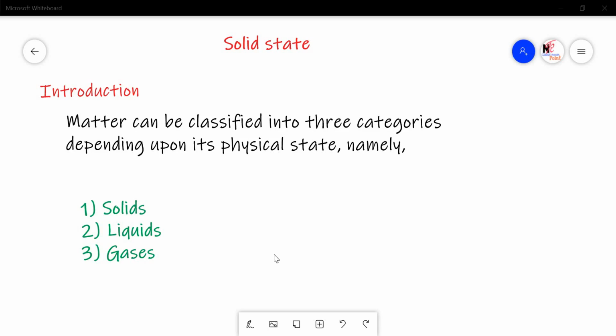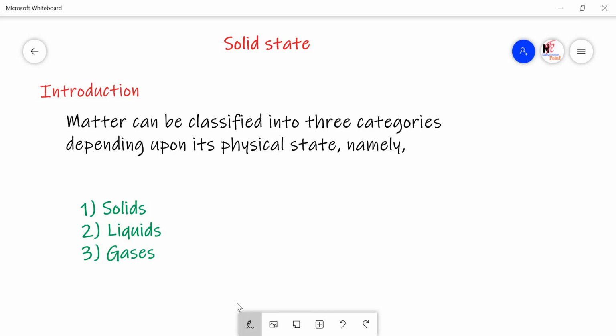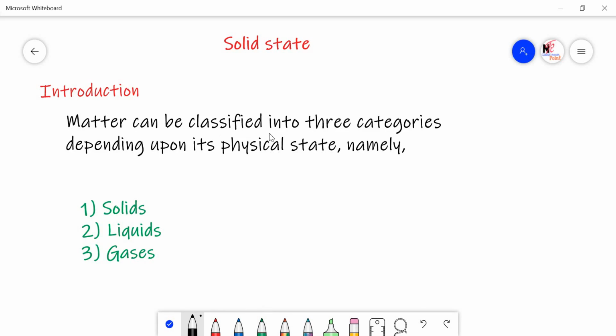Hello students, in today's session we shall discuss the solid state. You know that matter is classified into three categories depending on its physical state. They are solids, liquids and gases. As our lesson is solid state, so we shall discuss some general characteristics of the solids.